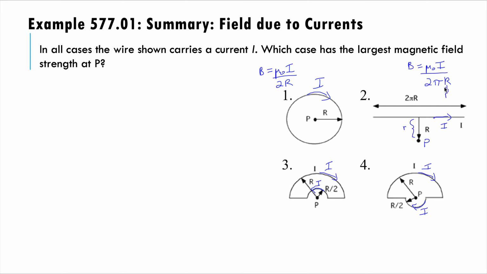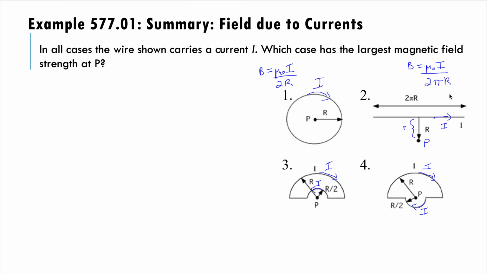All right, so I don't want you to think that there's going to be a lot of computations for this. You should be able to think about this problem conceptually to figure out where the field is strongest. We already know it's not case number 2 because we know the field at number 1 is bigger than the field at number 2 because number 2 has a pi in the denominator.